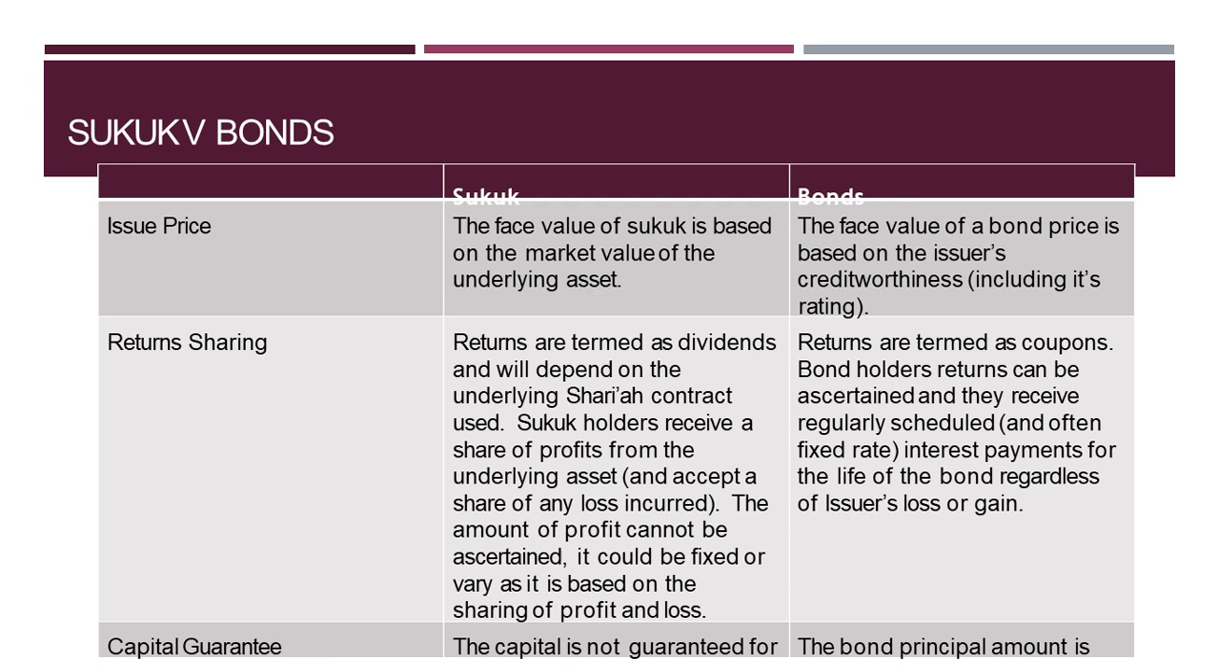Bondholder return can be ascertained and they receive regularly scheduled, often fixed rate, payments. It is a coupon rate. It's an interest rate. Interest payments are made for the life of the bond regardless of the issuer's loss or gain. So if we look at the capital guarantee, the capital is not guaranteed for the sukuk, but in the case of bonds, the capital is guaranteed. So this was the difference between the sukuk and bonds.